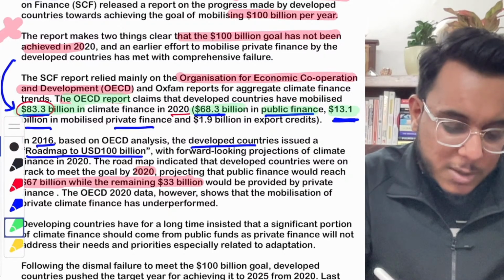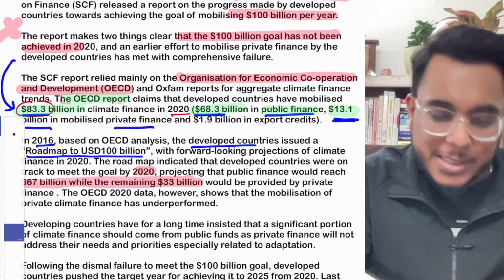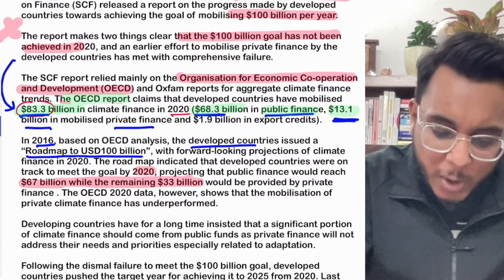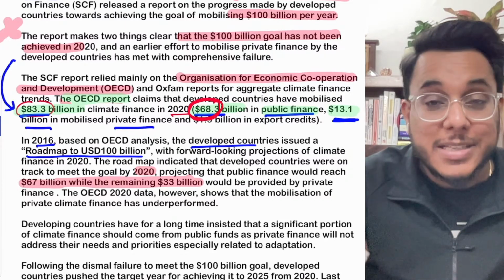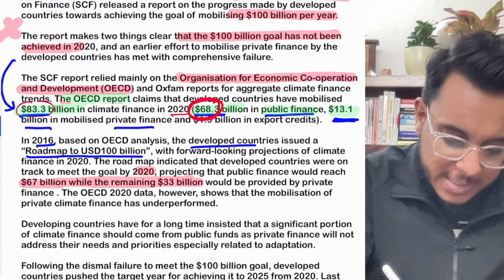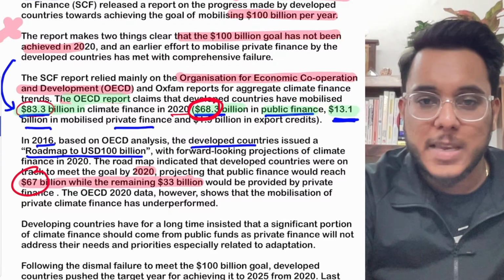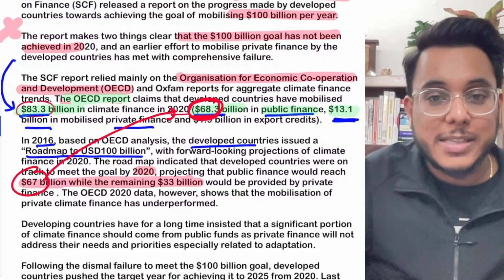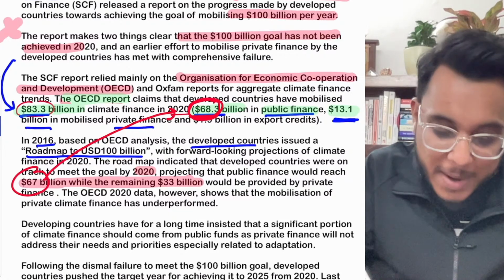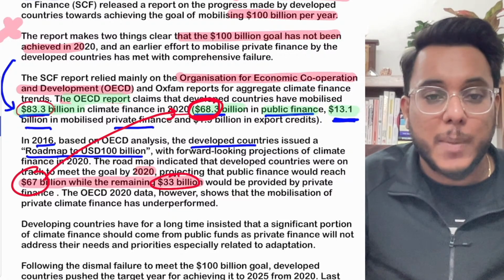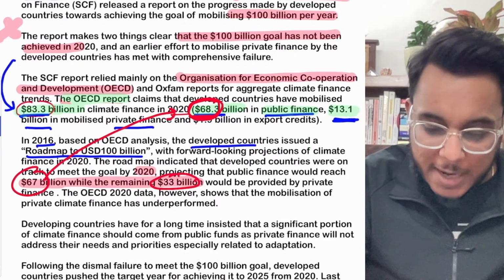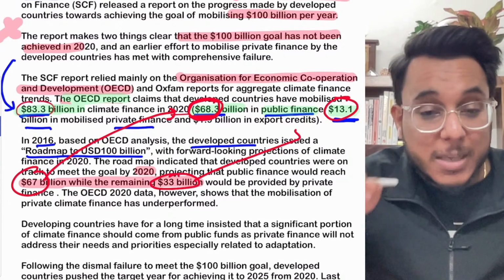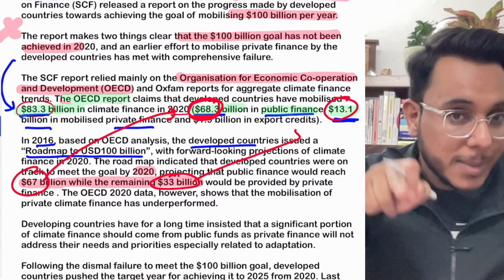So the governments of the developed countries at COP27 are justifying themselves. They say that we are not at fault. Why? Because we promised to bring 67, but how much have we brought? 68.3 billion. The remaining $33 billion was to be brought by whom? The private sector. But they have brought just $13.1 billion. So it is the private sector which is at fault, not the public sector.